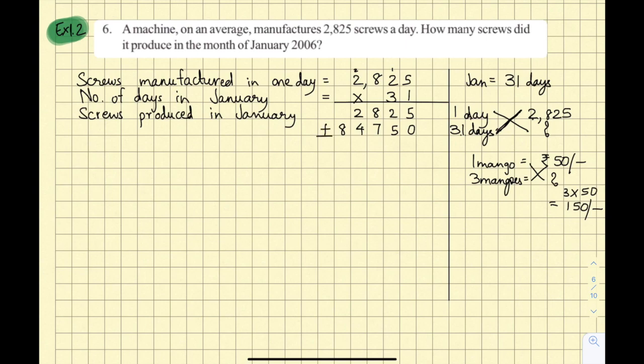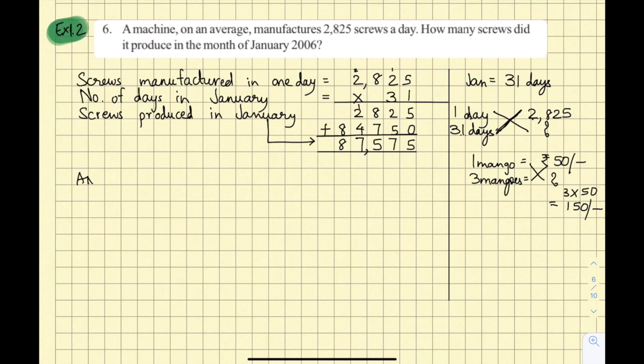And then ultimately we add these. 5 plus 0 is 5. 2 plus 5 is 7. 8 plus 7 is 15, carry 1. 2 plus 1 is 3, plus 4 is 7, and 8. And we place commas. So these are the screws produced in the month of January.